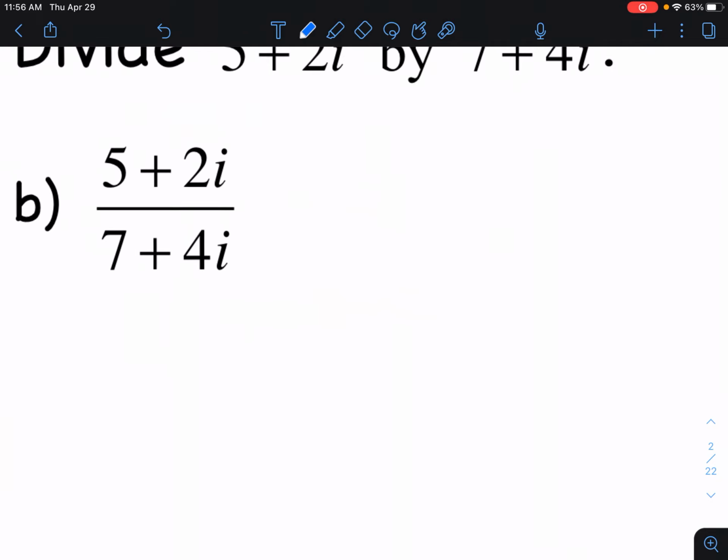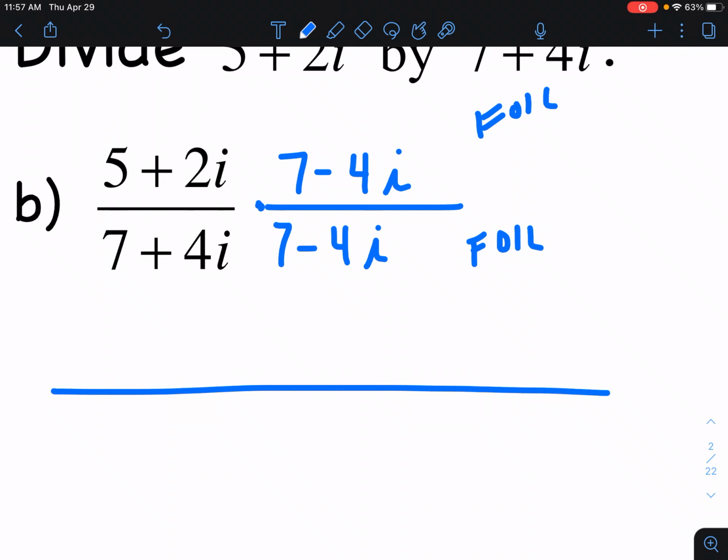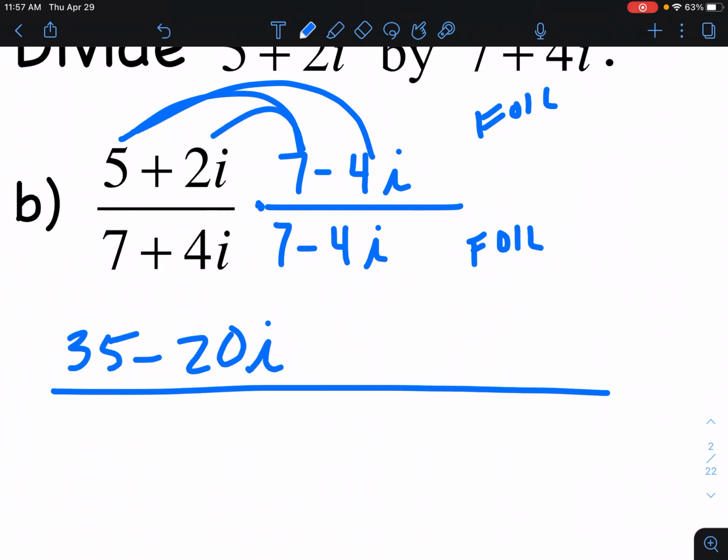Okay, so let's get rid of the imaginary number here. We're going to divide, but we're really going to multiply. So we look at the denominator. It says 7 plus 4i. So the conjugate of that is 7 minus 4i. So we're going to FOIL the top and FOIL the bottom. So first, outside, inside, and last.